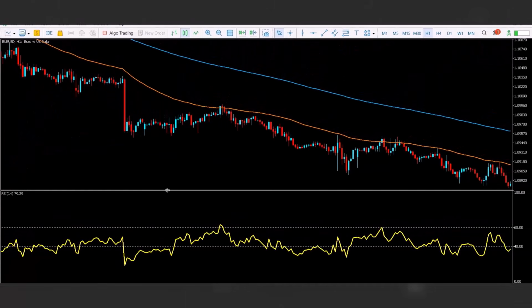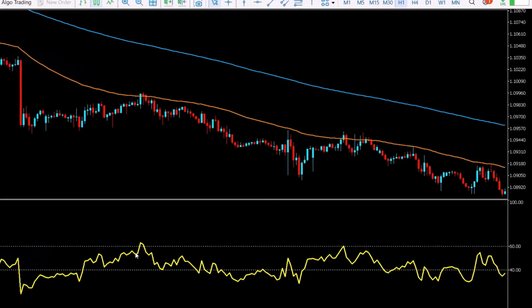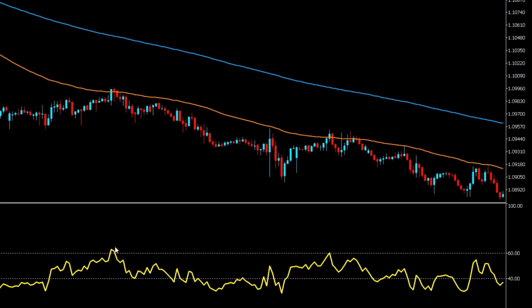Now let's look at the same idea in a downtrend. During a pullback in a downtrend, momentum becomes weaker. Because of this, the RSI usually starts moving upward. Very often, it rises toward the 60 level. Again, this does not mean the trend is over. It simply means the market is taking a short break.